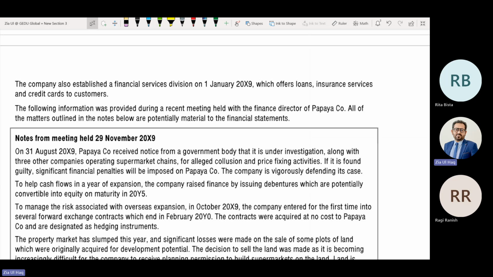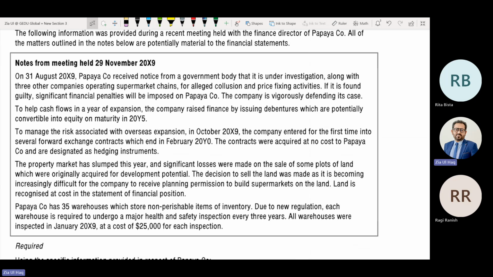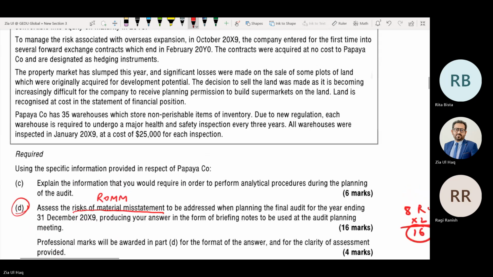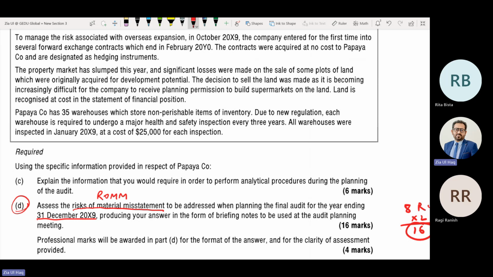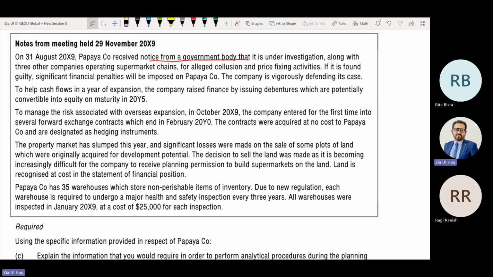The following information was provided during a recent meeting held with the finance director of Papaya Company. All the matters outlined in the notes below are potentially material to the financial statements. Okay. Notes from meeting held on 29th November. On 31st August 2009, Papaya Company received notice from a government body. What was the year end? 31st December 2009. So the company received notice during the year that it is under investigation along with 3 other companies operating supermarket chains for alleged collusion and price fixing activities.